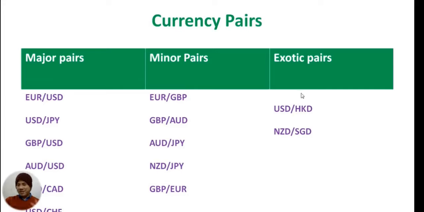And we have the third one here, the exotic pairs. It means pairs where one side is the currency of a developing or emerging country, like the Hong Kong dollar and Singapore dollar. Obviously there is less liquidity, but definitely you may also get a good amount of trade opportunity in these pairs as well.